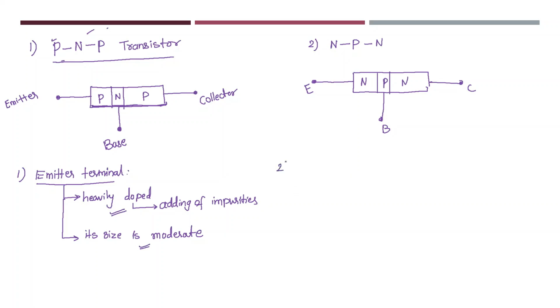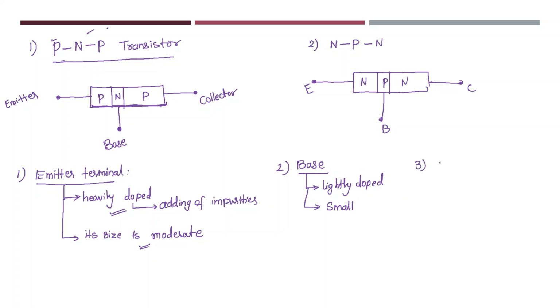Let us move on to the second terminal. What is the second terminal? Second terminal is base terminal. Base is lightly doped. It is lightly doped, means very less amount of impurities are added. Why very less amount of impurities are added? We'll be studying in the working of transistors. And what is the size? Size is very small. So these are the two properties regarding base. Base is lightly doped and it is very small in size.